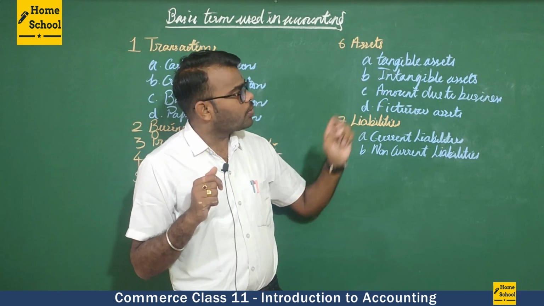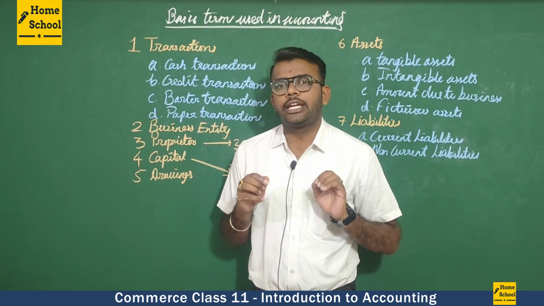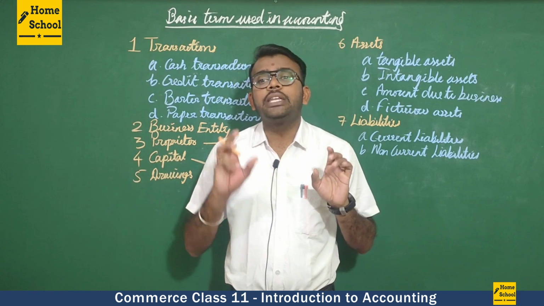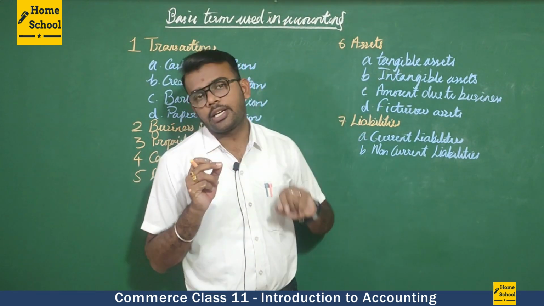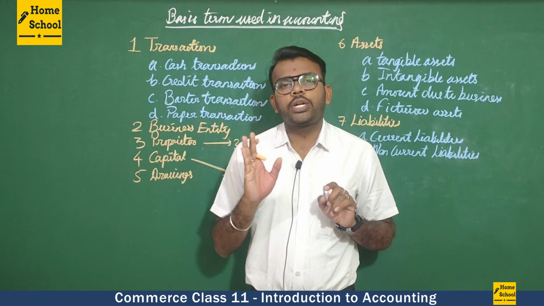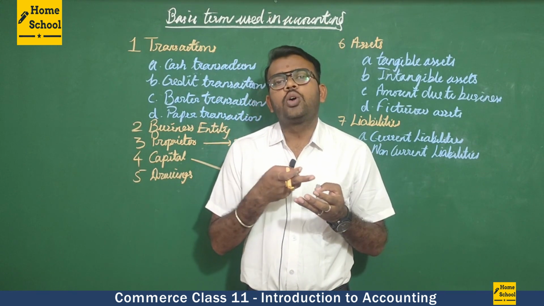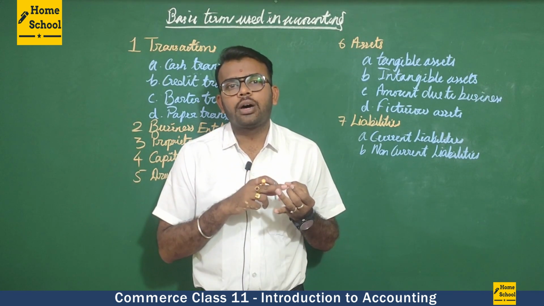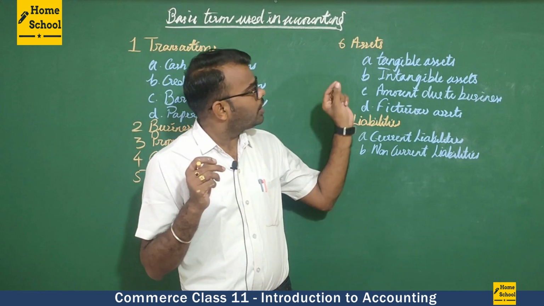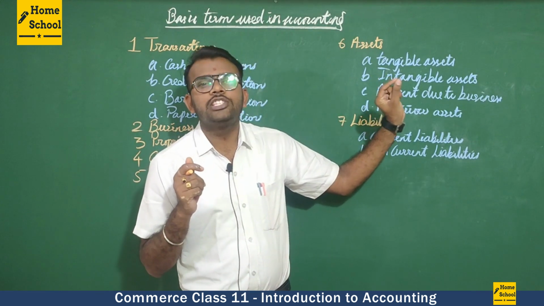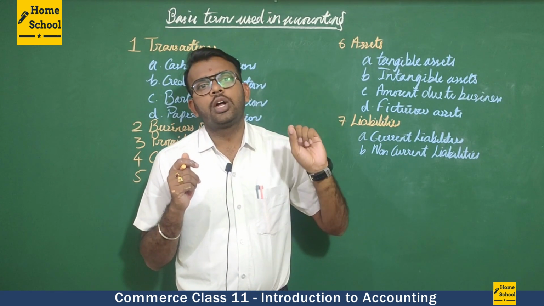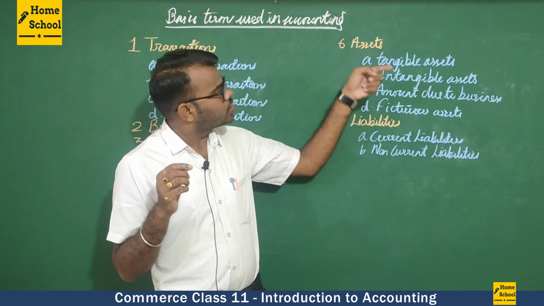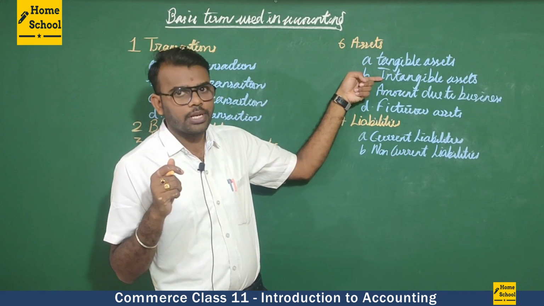Now the second one is what? Intangible asset. Intangible asset means which we cannot see and touch, but we can experience the value. The very important types of intangible assets are goodwill, copyright and trademark. All those things come under intangible assets. So tangible asset and intangible asset.